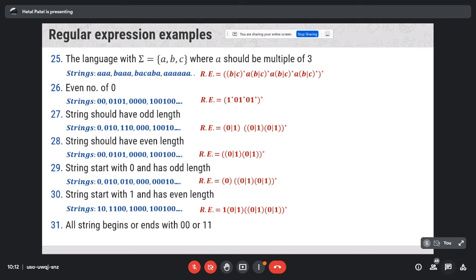All strings begin or end with 0, 0 or 1, 1. So either one string starts with 0, 0 or another string starts with 1, 1. Sorry, it ends with 1, 1. Start with 0, 0 or ends with 1, 1. In between, any possible combination of 0 or 1 is allowed.